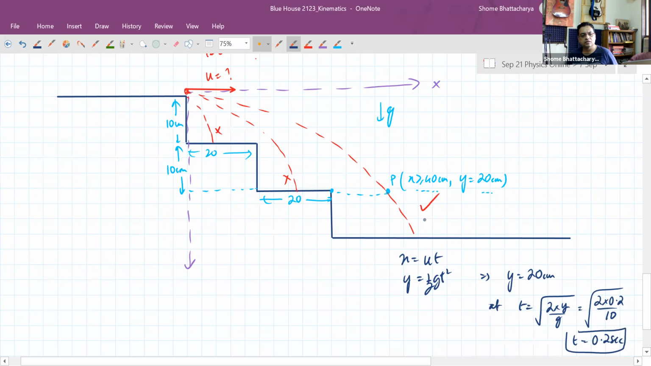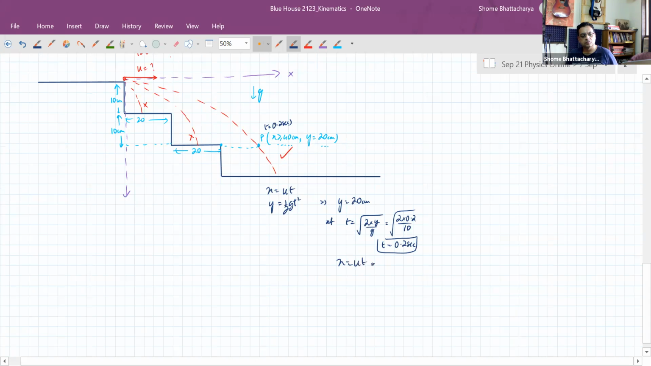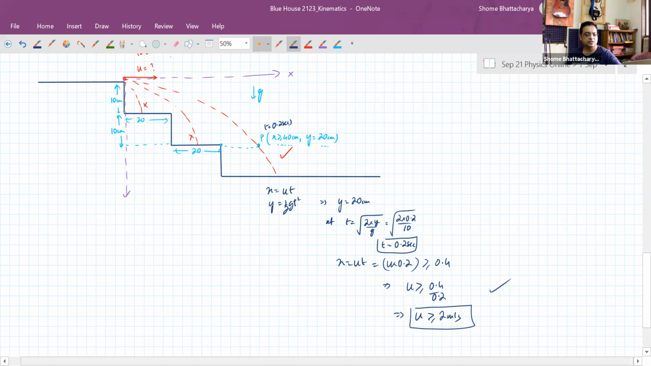So at that instant, I want that the x coordinate, u into 0.2, should be greater than or equal to 0.4. So u should be greater than or equal to 0.4 divided by 0.2. So u should be greater than 2 meters per second. Just check, this should be the answer.